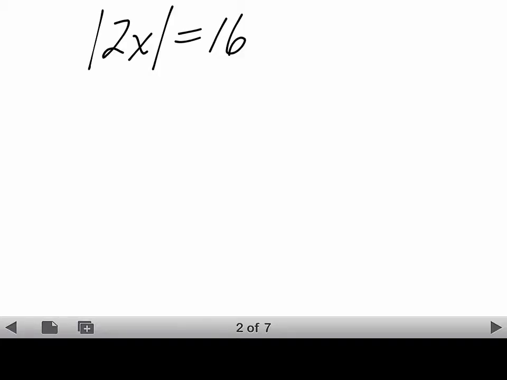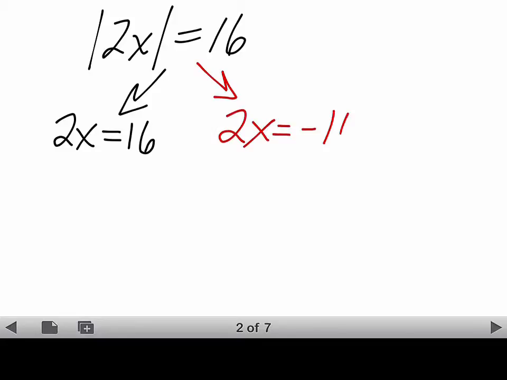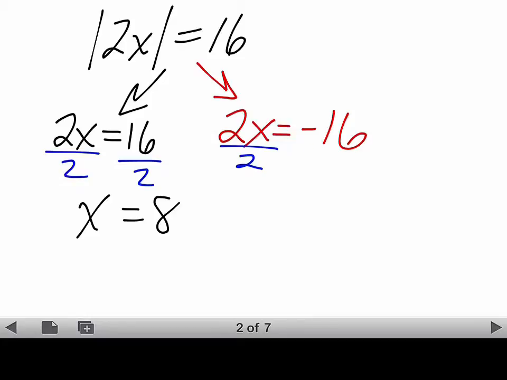The first equation that we have is absolute value of 2x is equal to 16. And we're going to write down two equations. For one of them, we don't change anything except we drop the absolute value bars, and so we write down 2x is equal to 16. But for the other one, we're going to use the negative 16, and so we have 2x is equal to negative 16. In each of these cases, we're going to solve the equation by dividing by 2, and so we get x is equal to 8 for the first equation, and for the second equation, we're going to get x is equal to negative 8, and we can write that as x equals 8, comma negative 8.